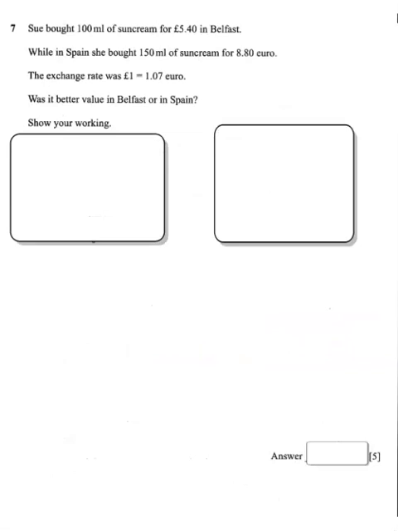So question 7 is an exchange rate question. It says Sue bought 100 millilitres of sun cream for £5.40 in Belfast. While in Spain, she bought 150 millilitres of sun cream for €8.80. The exchange rate was £1 equals €1.07. Was it better value in Belfast or in Spain? Show your working. So I'm going to focus on the first sentence, which says Sue bought 100 millilitres of sun cream for £5.40 in Belfast. So we're focused on Belfast to begin with.